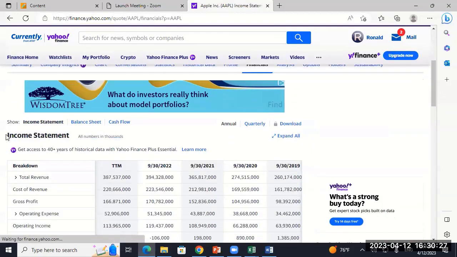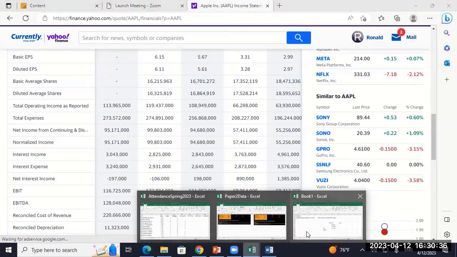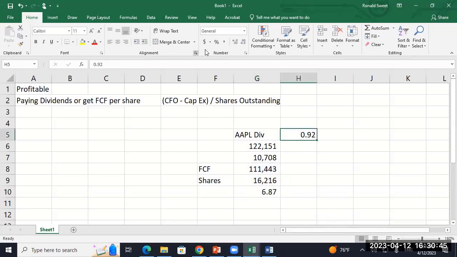Go back to their income statement. Basic average shares, 16,216. So is there a difference between dividends and free cash flow? A little bit of a difference, isn't there? So for Apple, if you use dividends to value your stock, it's going to look like a really overpriced, expensive stock because they only pay 92 cents. They could pay $6, $7 in dividends easily. Probably a lot more than that because this is their free cash flow for this year.